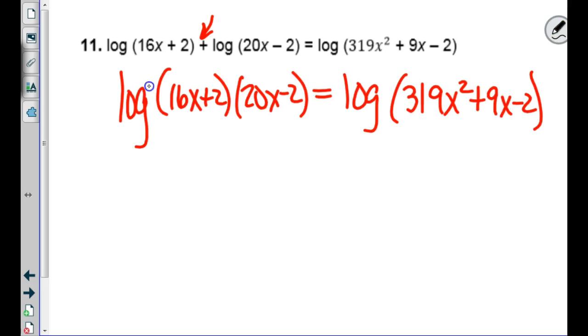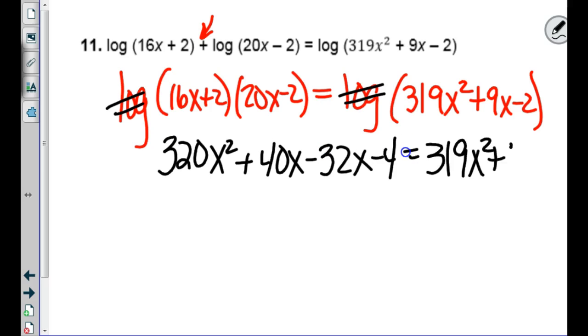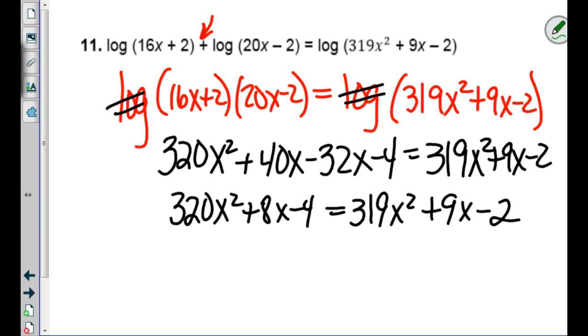Yeah, drop the logs. Okay, so if I FOIL this together, I have 320x squared plus a 40x minus a 32x and a minus 4. I FOILed that really fast. If I combine like terms, and some of you probably wouldn't even write that step down, because what are we going to have to do here eventually? Yeah, get it equal to 0 so that we can factor it or something.